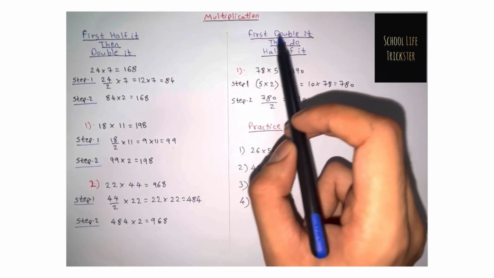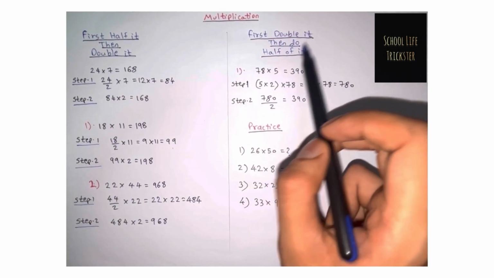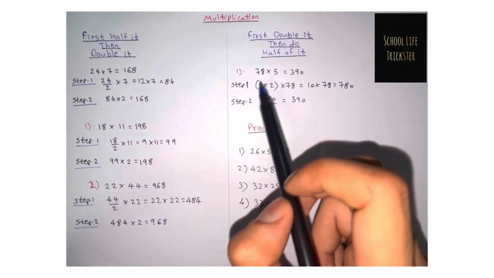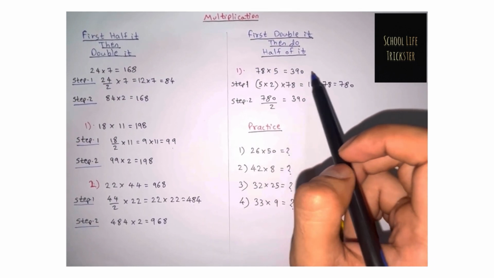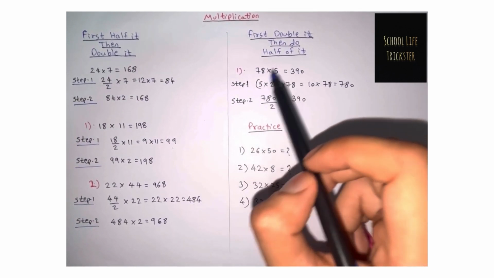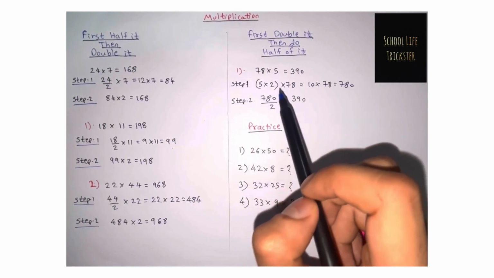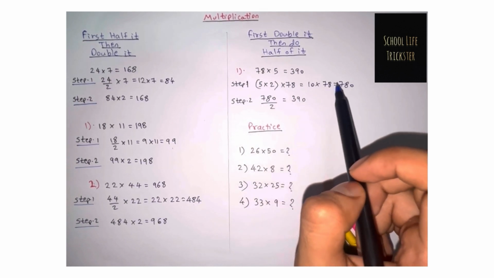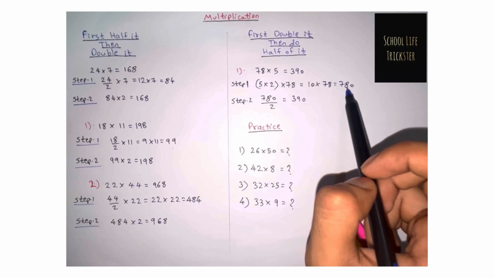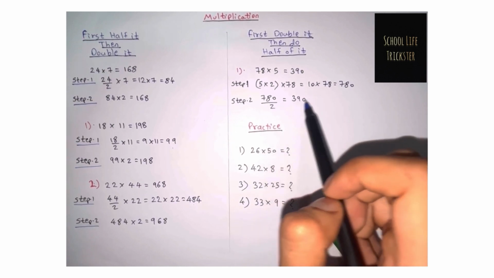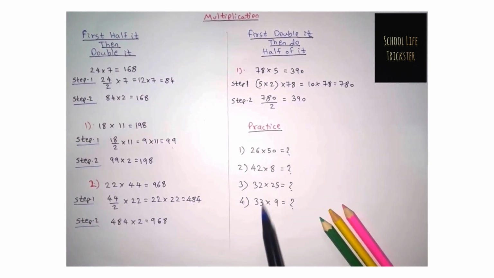Now this is the second type. First double it, then do half of it. That is 78 into 5 equal to 390. So 5 into 2 into 78. Now 5 into 2 is 10, into 78, that is 780. Now divide this number by 2, that is 390. Now practice these sums.